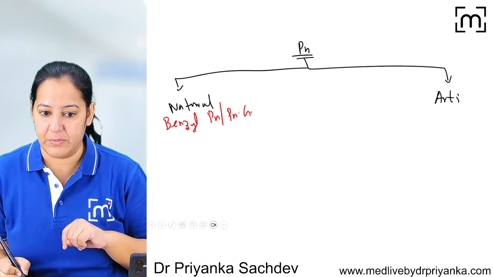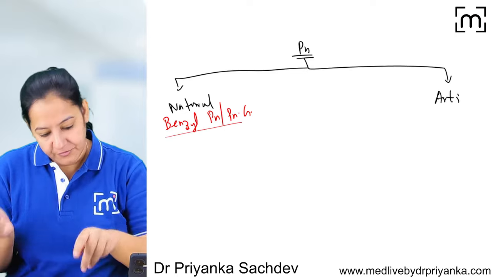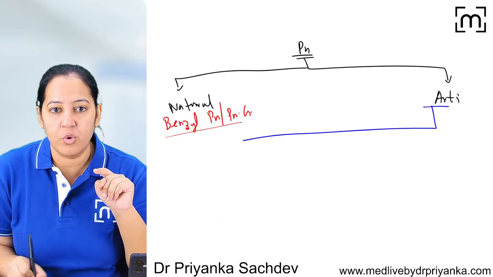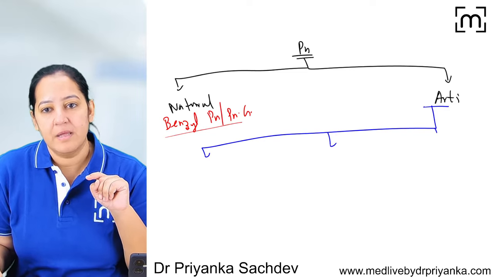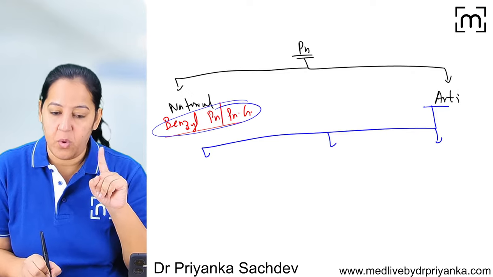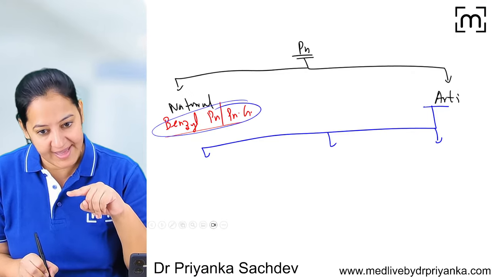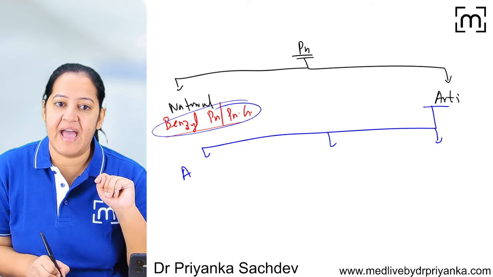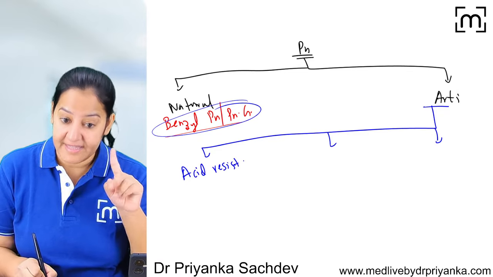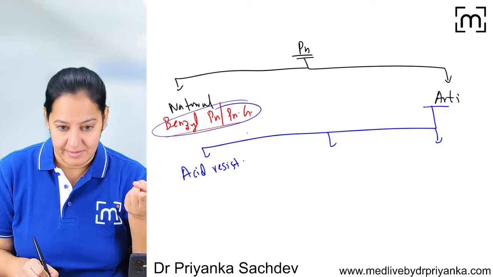Coming to the artificial ones. Why have we created artificial ones? Because there are three problems in the natural one, and we want to overcome them. That's why we have created three artificial types. The first problem with the natural one was that it is acid labile. So we created an acid resistant one. The second problem, it is penicillinase susceptible.